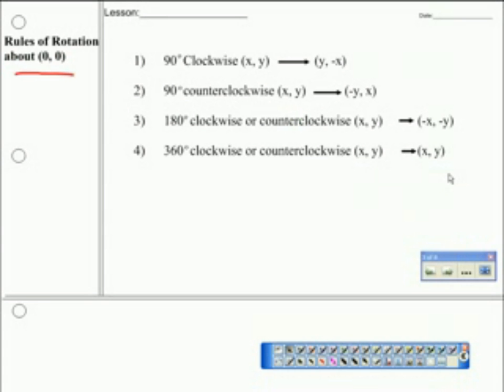Yes, you will have at least one of these on your homework. That's everybody's favorite problem all year. Those are the 4 rules. You want to make sure you commit those to memory.